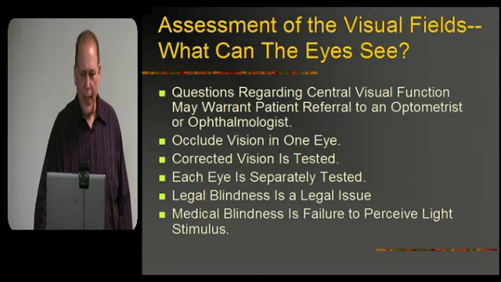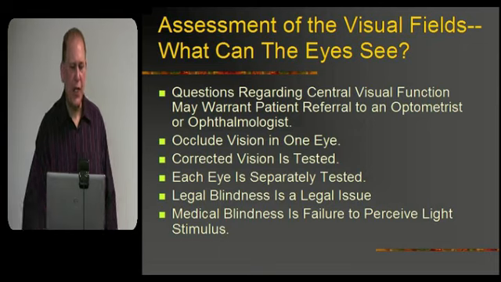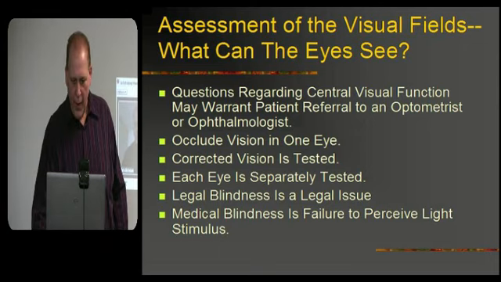So now we're back to what can the eyes see? We talked about ocular motility, but we have two types of vision to check: central vision and peripheral vision. Now we test central vision with the good old Snellen eye chart.